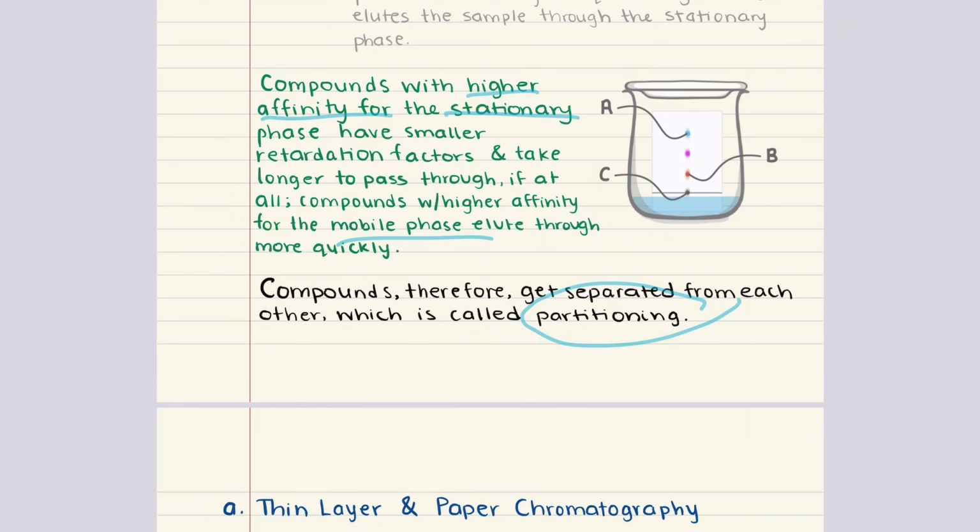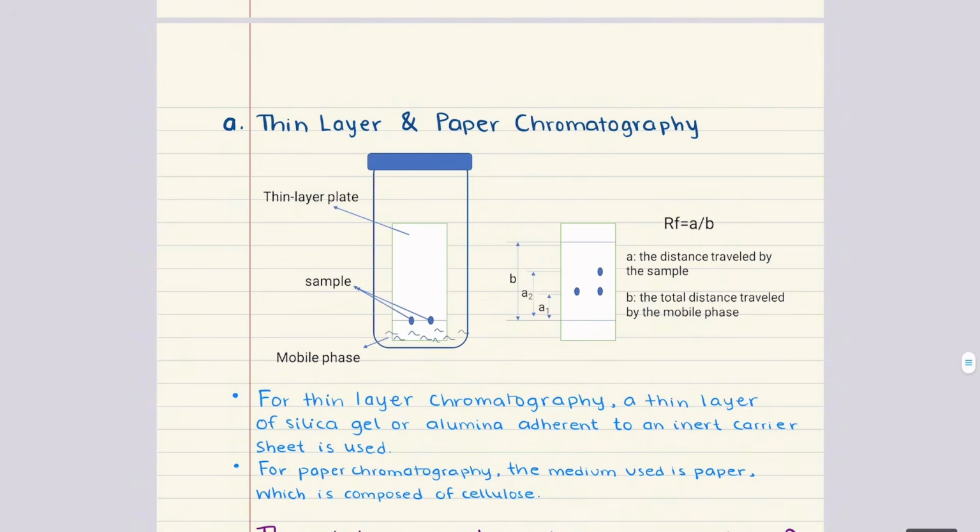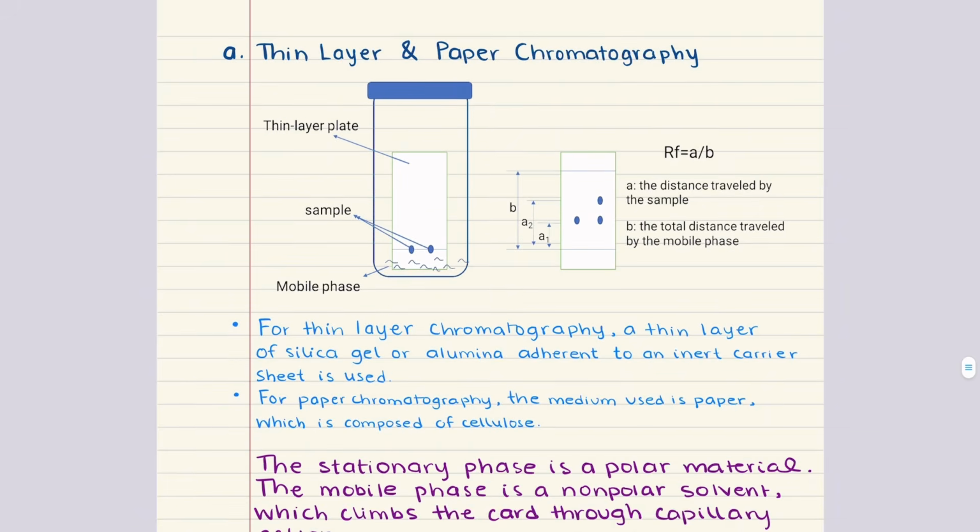To understand chromatography more, we're going to look at a couple of different types, starting with thin layer and paper chromatography. Both of these are simple and visual methods that are used to separate small amounts of compound.